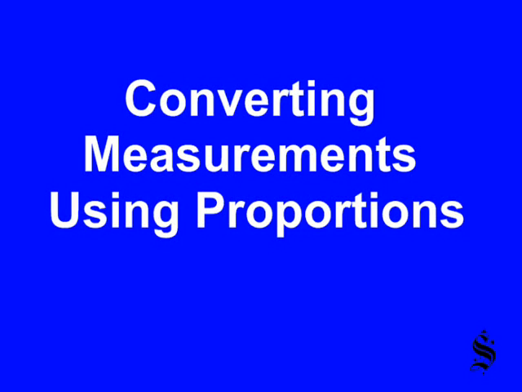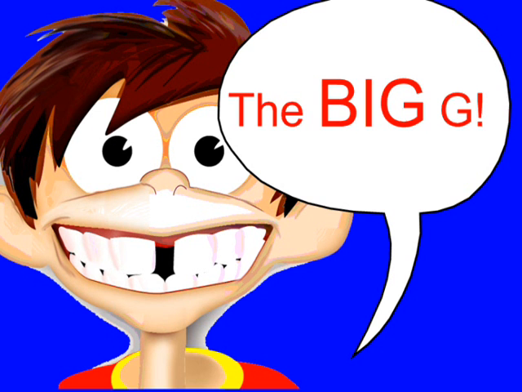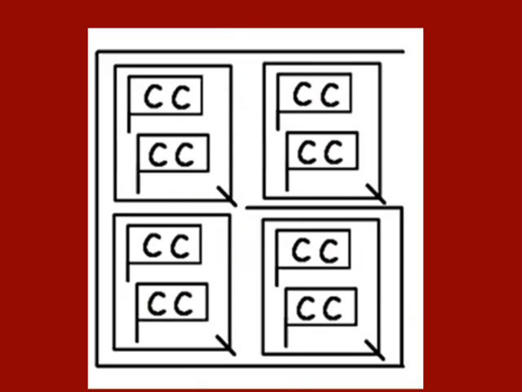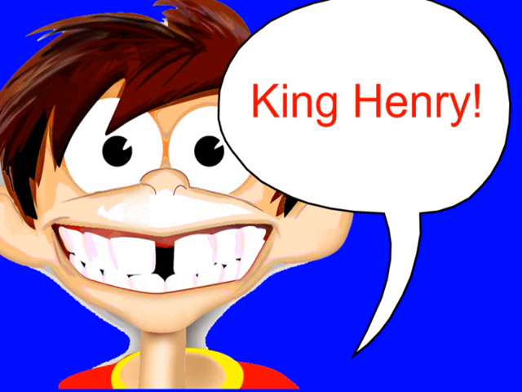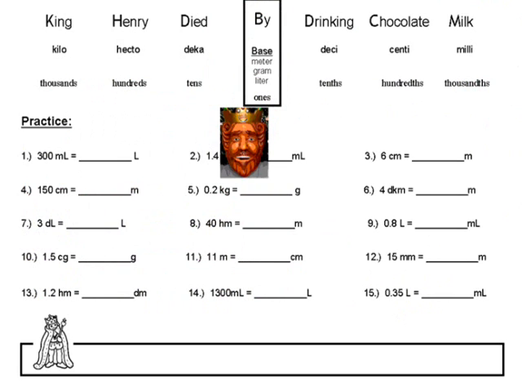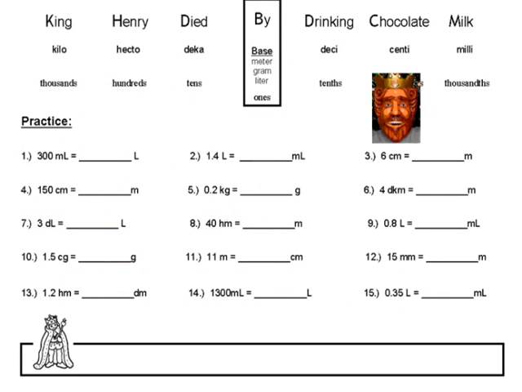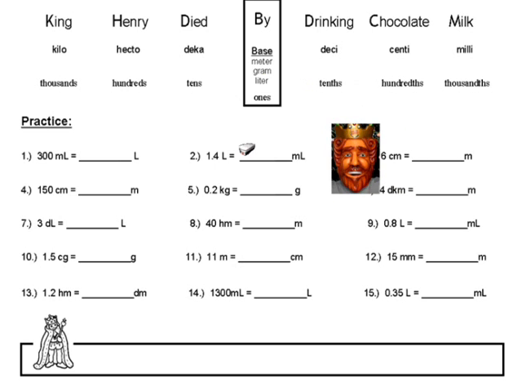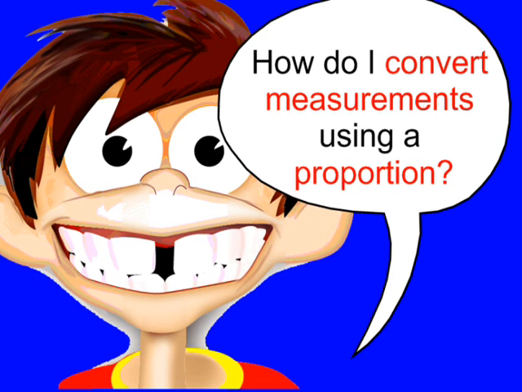Converting measurements using proportions. Well, we've already looked at a couple of different ways of converting both metric and customary measurements. When we were doing customary measurement, we used the big G to convert pints and cups and quarts and gallons. In our metric unit, we used the mnemonic device King Henry to do various metric conversions. King Henry died by drinking chocolate milk. In this video, we're going to take a look at converting measurements using a proportion.